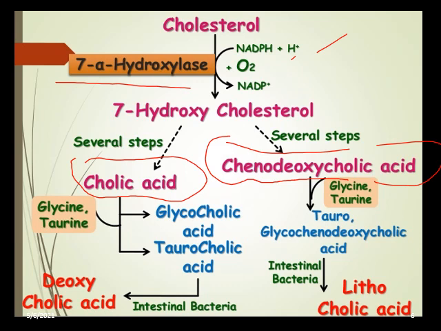Before the bile acids leave the liver, what will happen? These primary bile acids will conjugate with either glycine or taurine, forming the conjugated bile acids: glycocholic acid, glycochenodeoxycholic acid, taurocholic acid, or taurochenodeoxycholic acid.